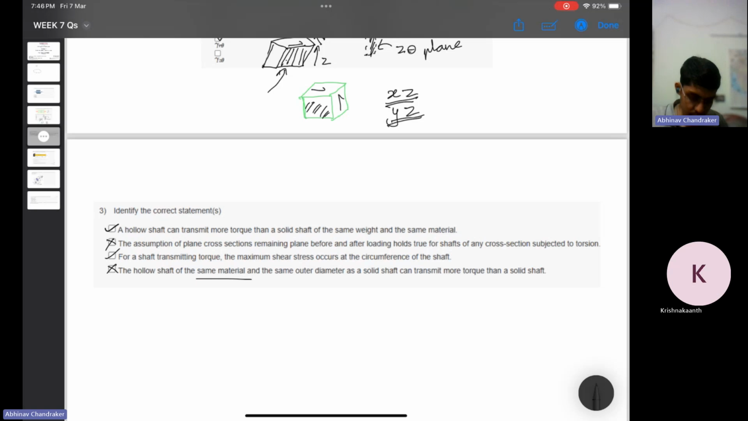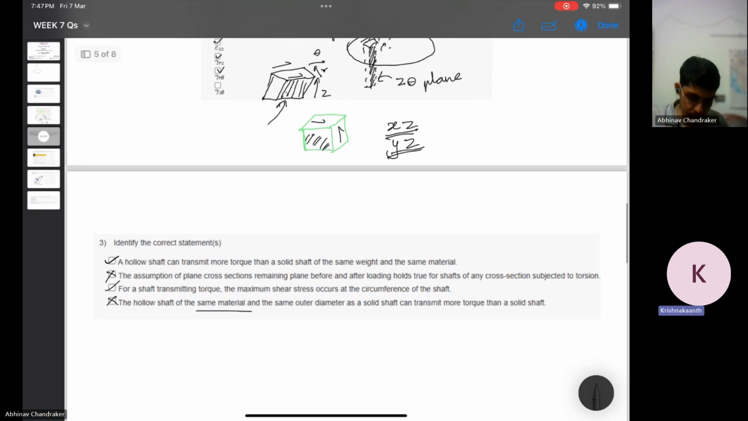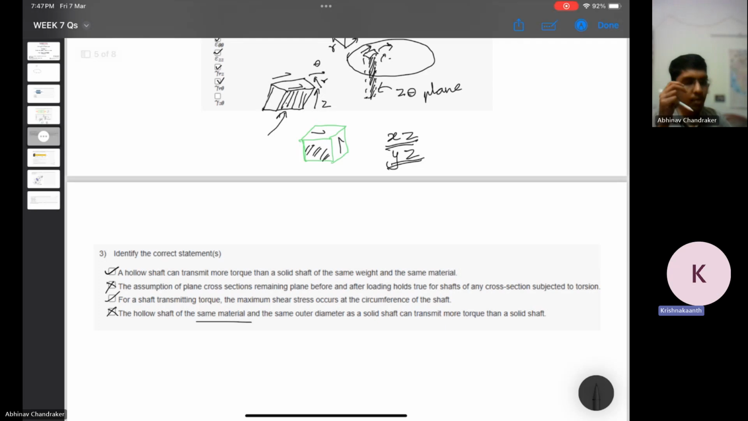You know the reason for this? One minute, sir. So the solid shaft can transmit more torque. MT equals tau into IP by R. The IP will vary. IP for the hollow shaft for the same outer diameter will be lesser compared to the solid shaft.